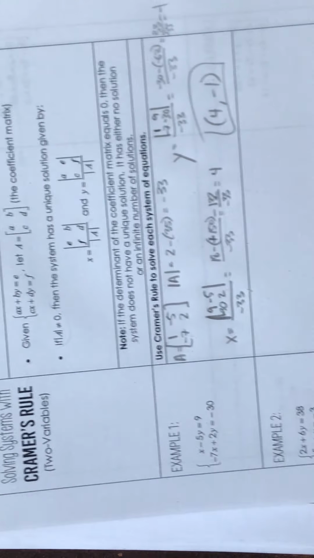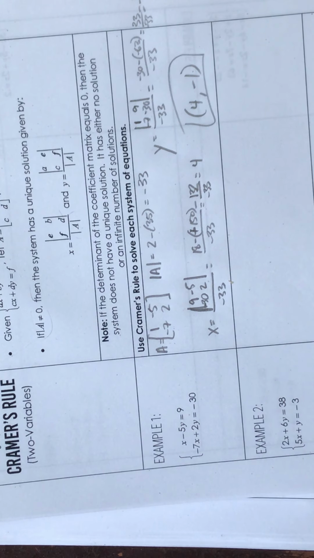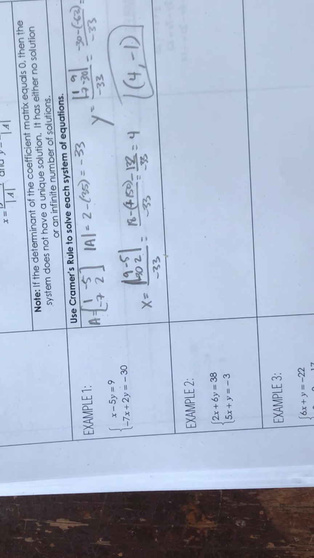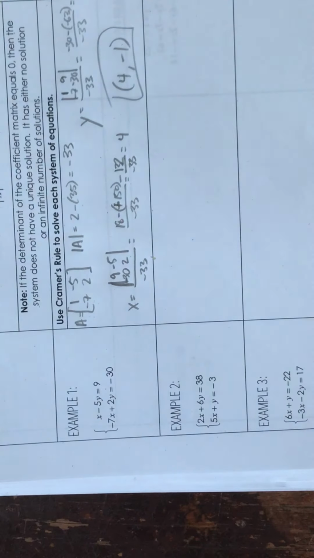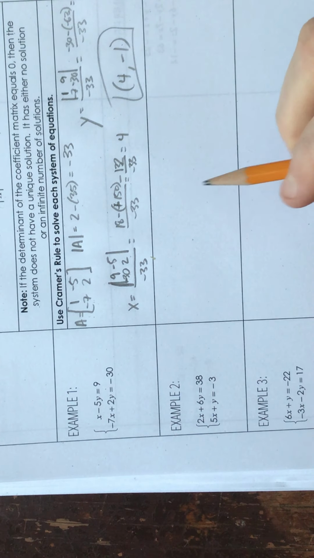And although it looks a lot different, essentially what we're doing is just figuring out where these two equations would intersect on a graph. It's just a different way of doing that. So let's go ahead and do one more with two equations, and then we'll check out some 3-variable systems.